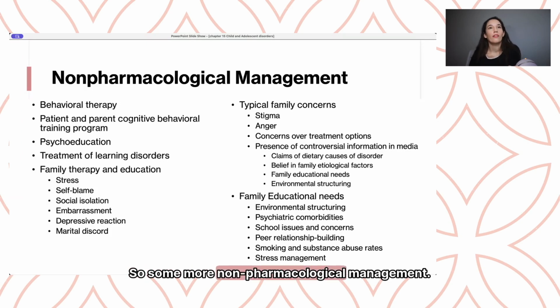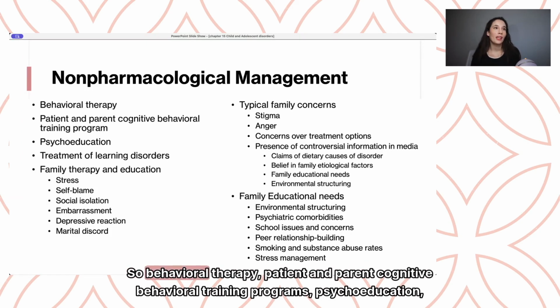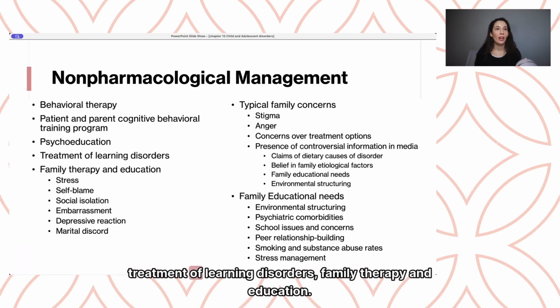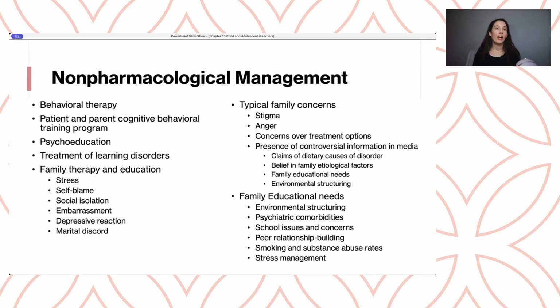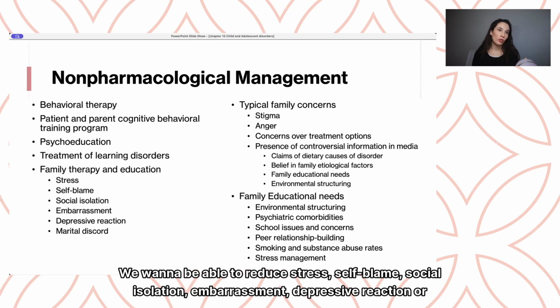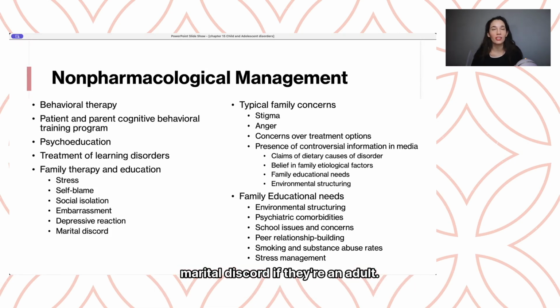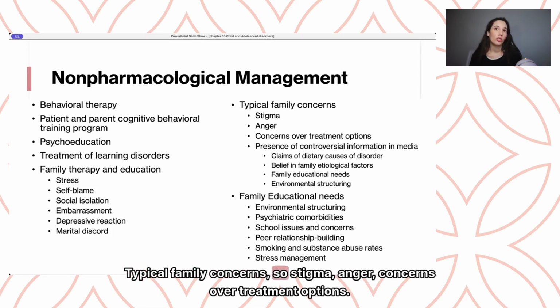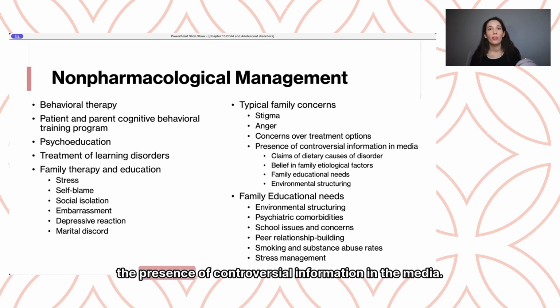So some more non-pharmacological management. So behavioral therapy, patient and parent cognitive behavioral training programs, psychoeducation, treatment of learning disorders, family therapy, and education. We want to be able to reduce stress, self-blame, social isolation, embarrassment, depressive reaction, or marital discord if they're an adult. Typical family concerns, so stigma, anger, concerns over treatment options, the presence of controversial information in the media.